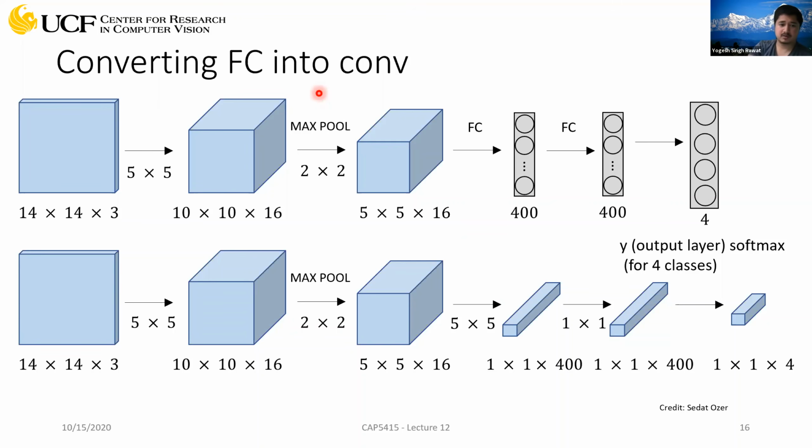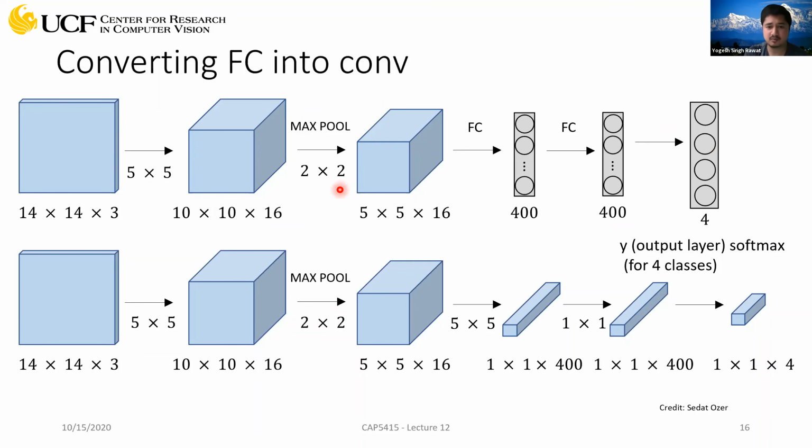So another question from Gayur. In the last step, how do we go from 1 cross 1 cross 400 to 1 cross 1 cross 4? So you just apply a 1 cross 1 kernel, right? And you apply 4 such kernels. So the first kernel will give you one value, the second will give the second value. All right. So if you think about this, this is exactly the same as this layer. I mean, there is no difference between these two. It's just how you are interpreting.